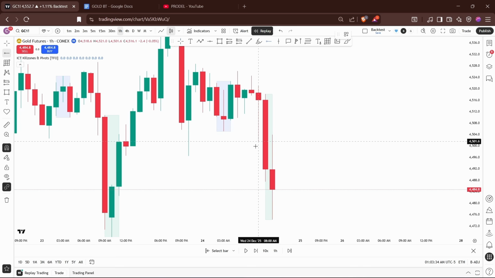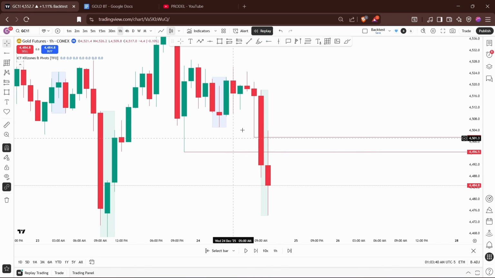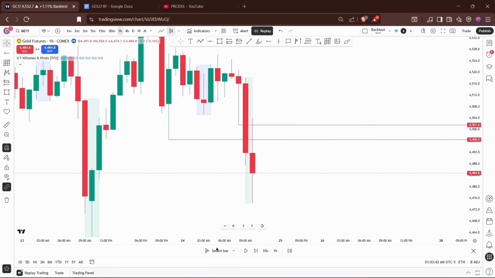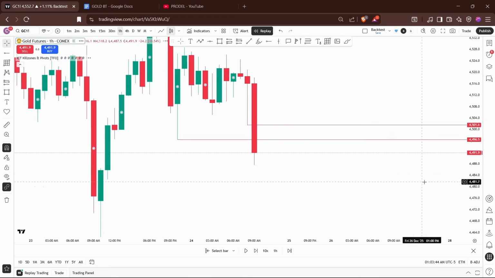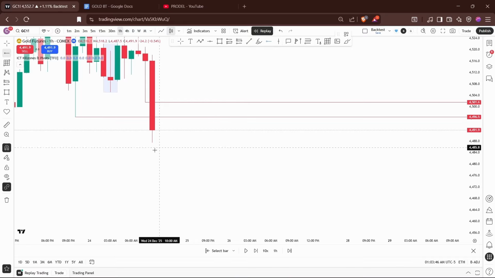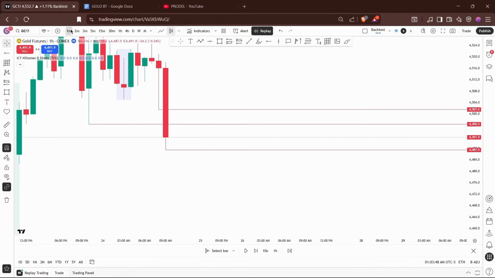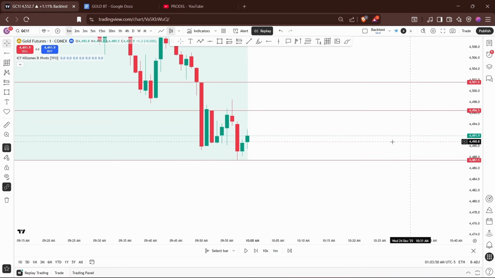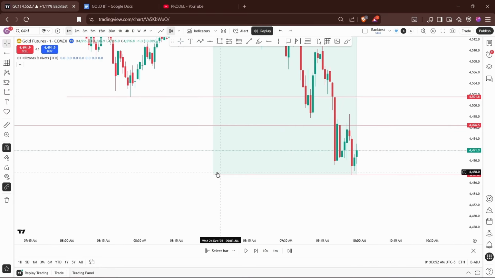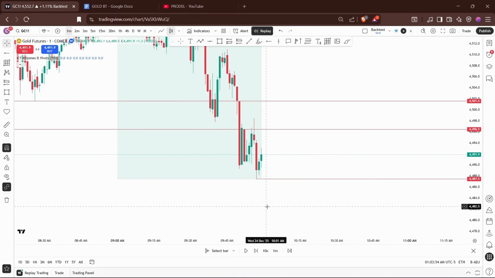On the New York session, we got this level broken by this big red candle, and then again this level. So there is the 2 PY. Let's go to the lower time frame. And on the lower time frame we see this is our target point.